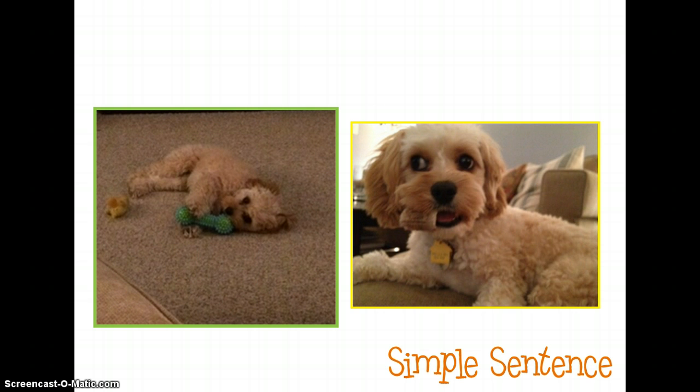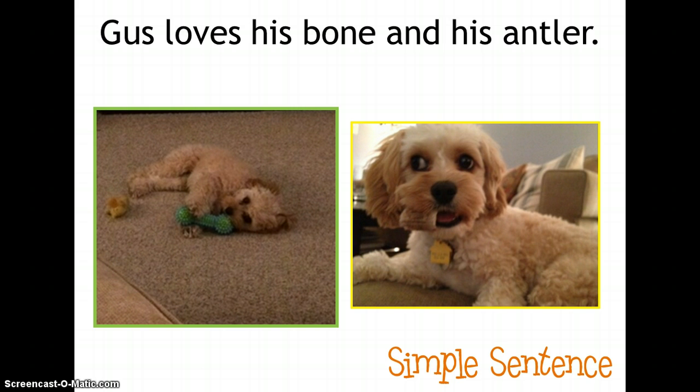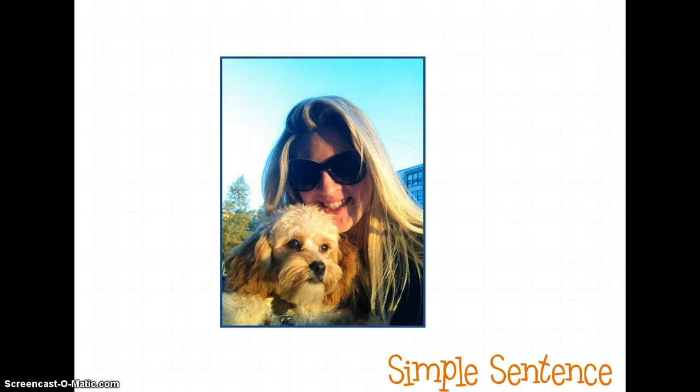So let's look here. Look at those 2 pictures of sweet baby Gus. So Gus loves his bone and his antler. Our conjunction here is that word and. We have to think, what is and joining? Well, it's telling us what Gus loves. He loves 2 things. He loves his bone and he loves his antler. So there we're joining those phrases.